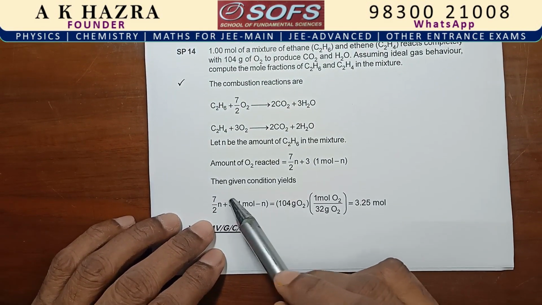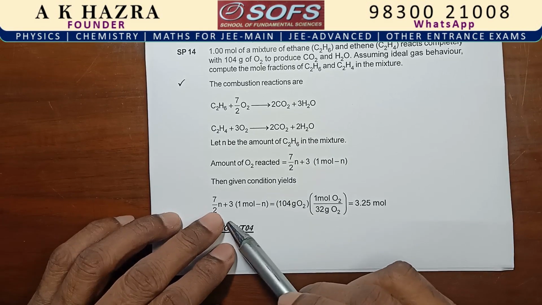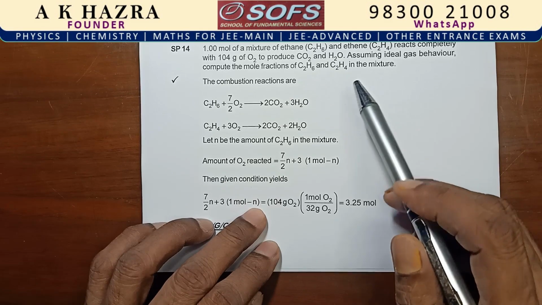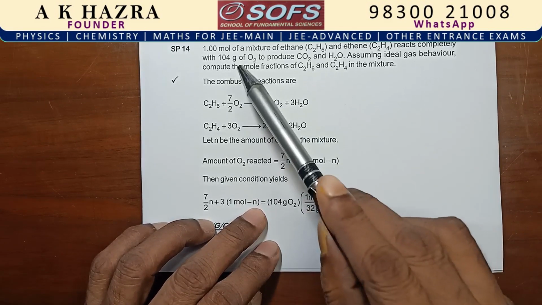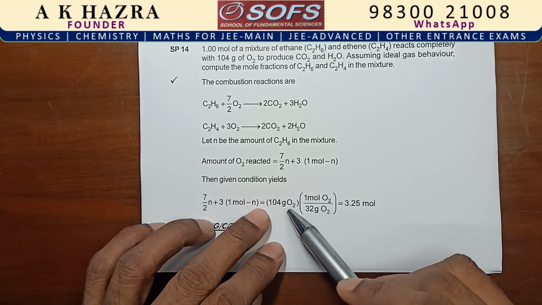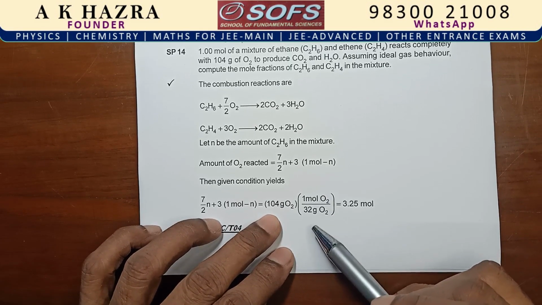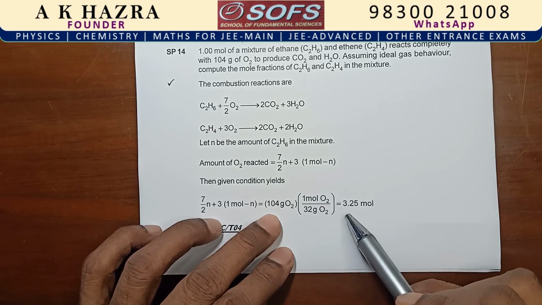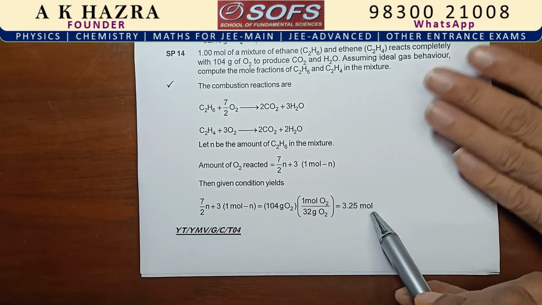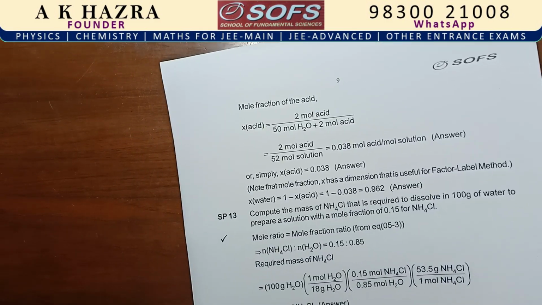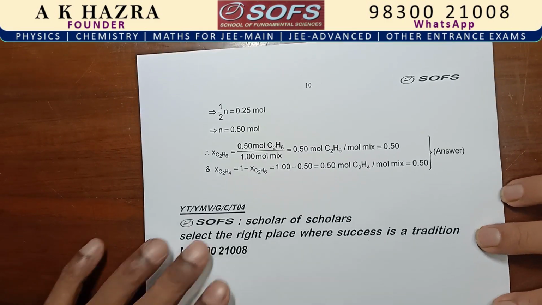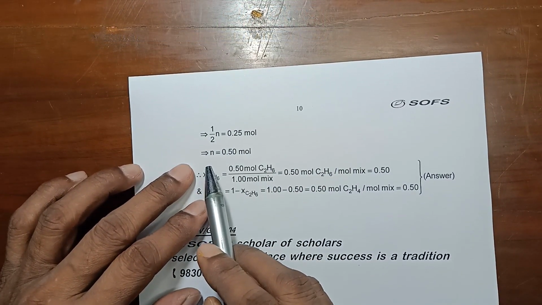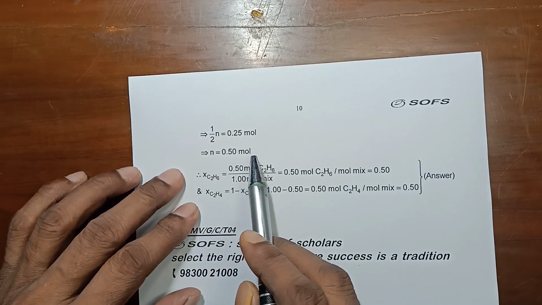Now the given condition yields 7 by 2 N plus 3 into 1 mole minus N equals what? Already given in the problem, it requires 104 gram oxygen. So convert to mole: 104 gram oxygen, and 1 mole oxygen is 32 gram. Gram oxygen cancels out, and we have 3.25 mole oxygen. So this equals half N, actually 0.25 mole. So N is equal to 0.50 mole.